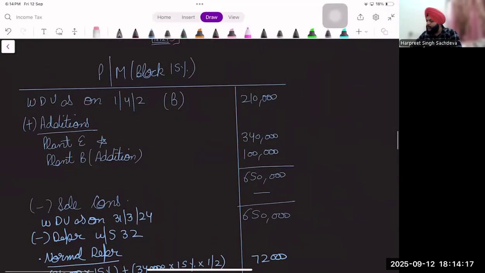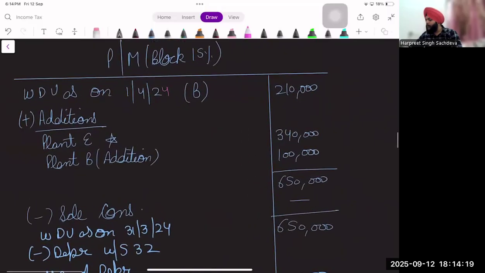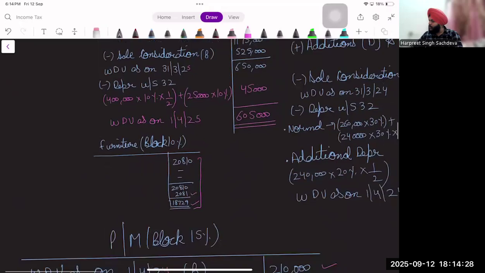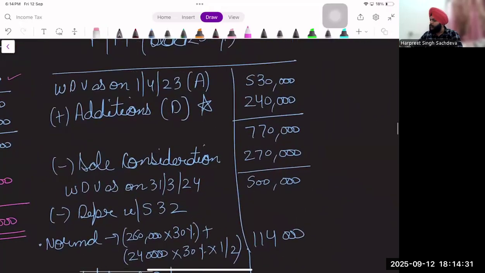Opening WDV as on 1st April 24. Plant B 2,10,000. Additions, plant E. No, we have to do 30% first. Okay, this we are doing.